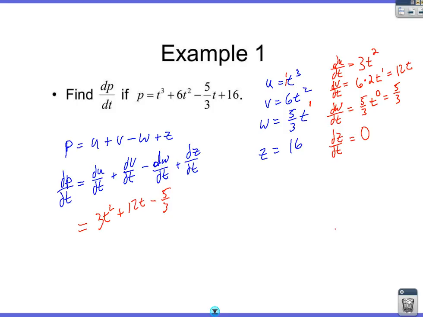I'm hoping that you can see that, well, I can just do this all in a chain. Okay, I can just do 3t, well, that's going to be 3t squared. 6 times 2, well, that's 12t, and minus a 5/3, using all my power rules. Okay, so I just did it this way so that you can see it all in its glory. My expectation is that you're going to do it like we're going to do number 2 here. Okay, so here comes example number 2.